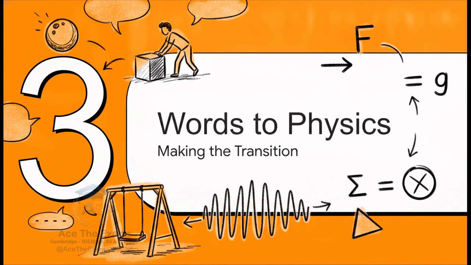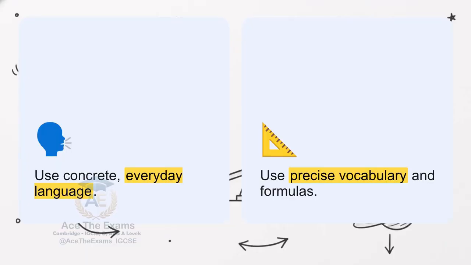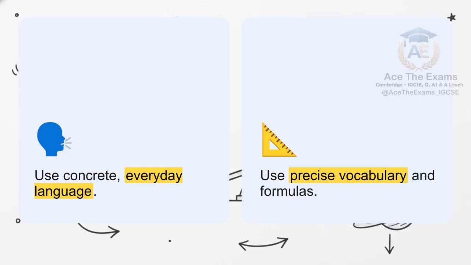Which brings us to Section 3, everyday words to physics, making the transition. Now, this is a critical turning point in our learning journey. We all start with concrete, everyday explanations. For instance, in everyday life, we might just look at something and say, wow, that's heavy. But to really secure your understanding, you have to level up.